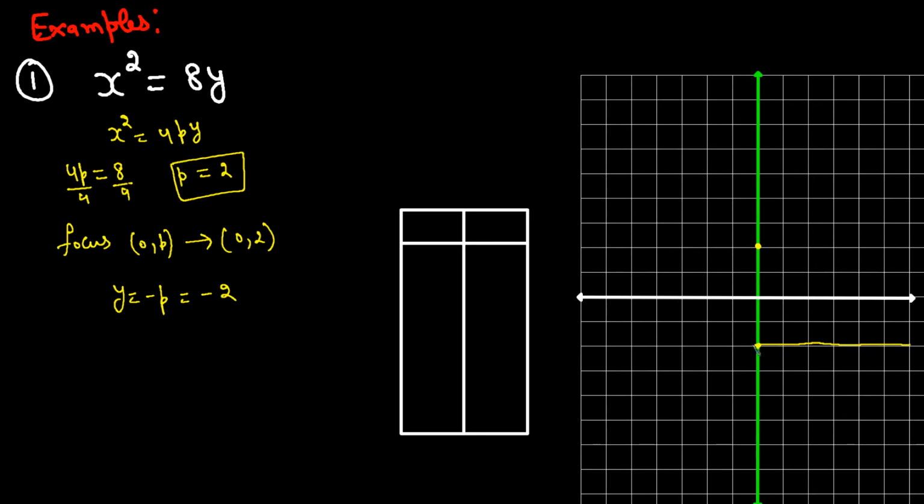So directrix is always perpendicular to the axis of symmetry, so it's there, and the vertex is halfway between those 2 points. So halfway between those points is this point, which is 0, 0, and again if we look into the equation, if y is 0, x is 0, so that means this point here is our vertex. So that tells me the graph is going to be above this line over here.